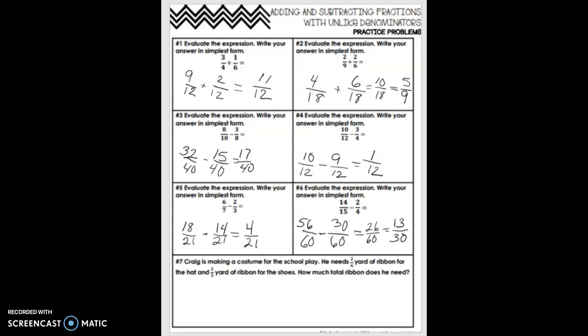Our last problem is a story problem. Craig is making a costume for the school play. He needs 2/6 yard of ribbon for the hat and 2/5 yard of ribbon for the shoes. How much ribbon does he need? So we need to add the two pieces together. So we are going to do 2/6 plus 2/5.